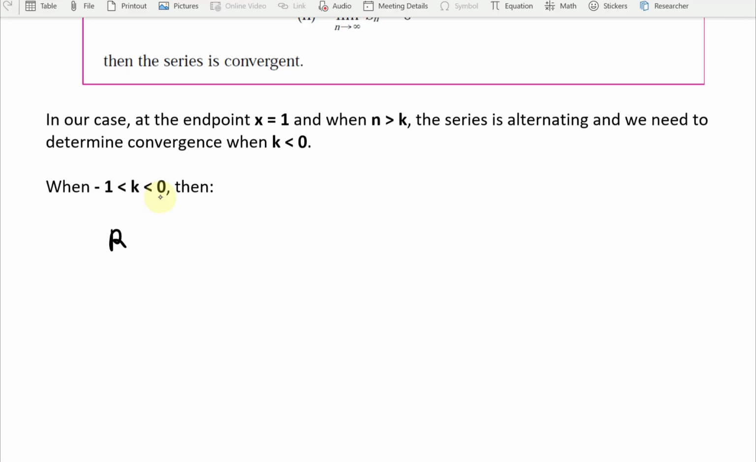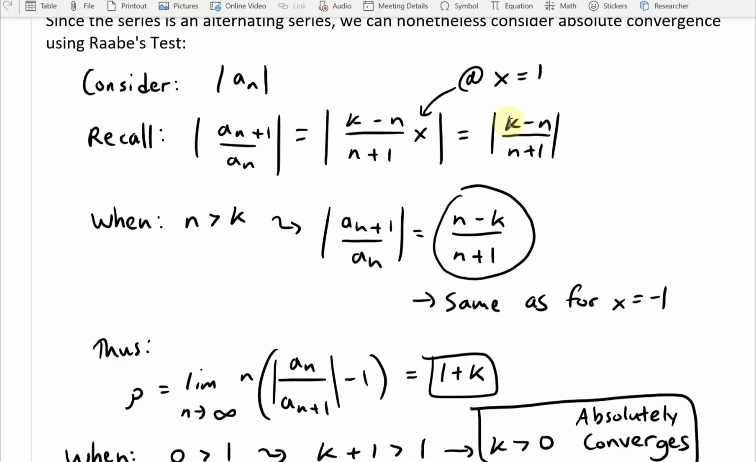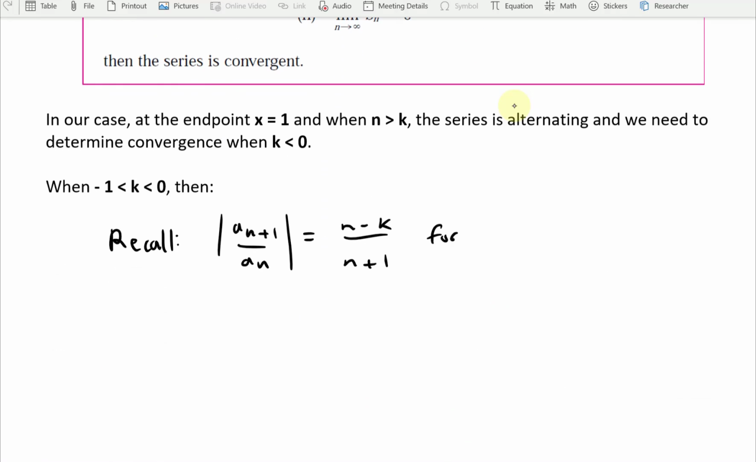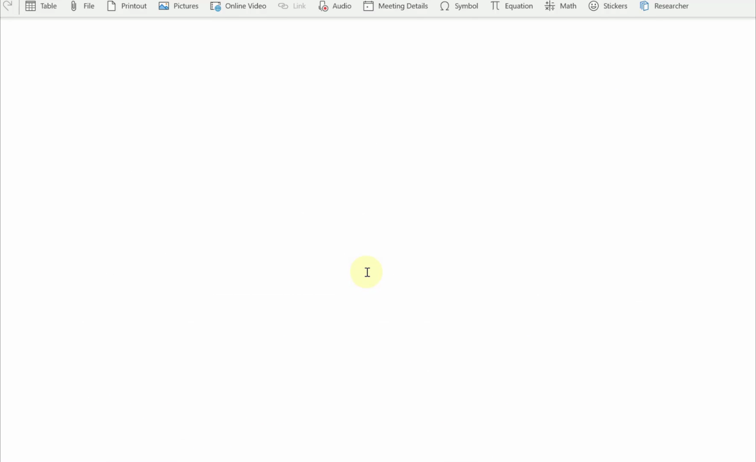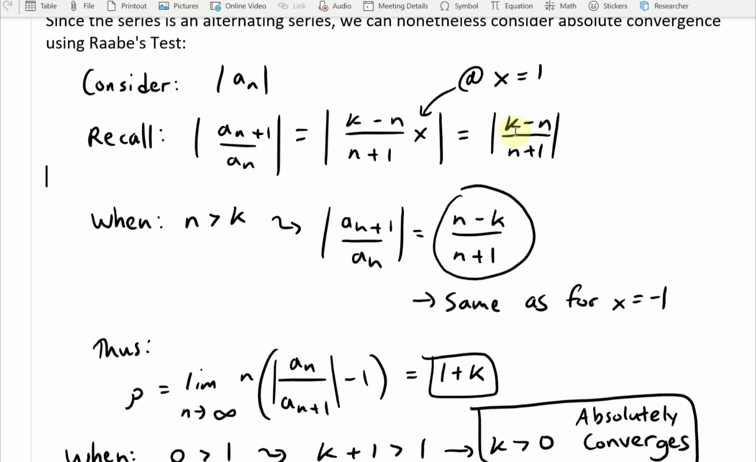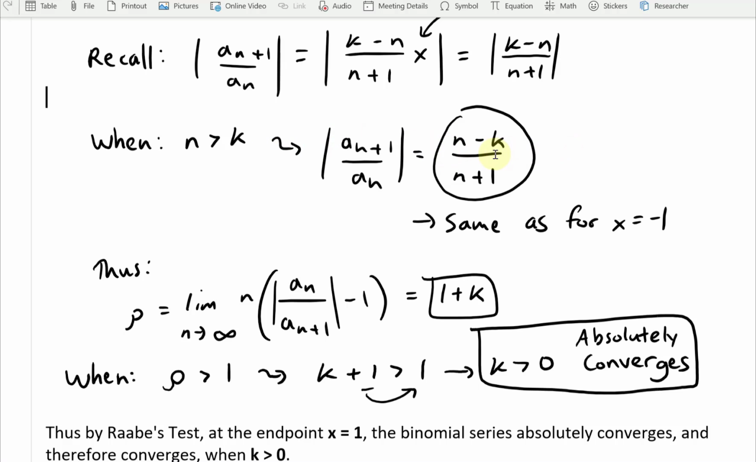First off, let's recall the ratio from the ratio test again. Recall that the absolute value of an plus 1 over an is equal to n minus k divided by n plus 1. This is at x equals 1, for n greater than k, and this is exactly just this point over here. So at x equals 1, I have the absolute value of k minus n, but when n is greater than k, we have n minus k, divided by n plus 1.